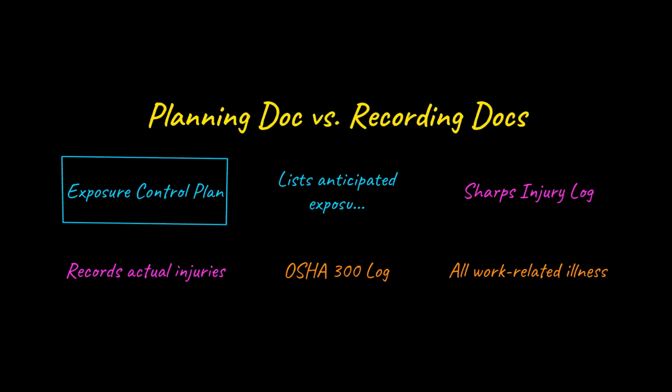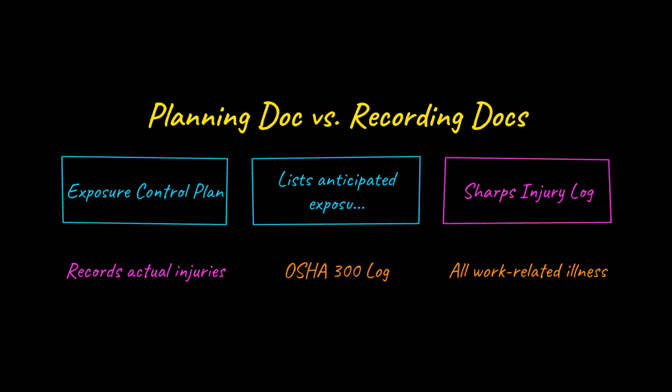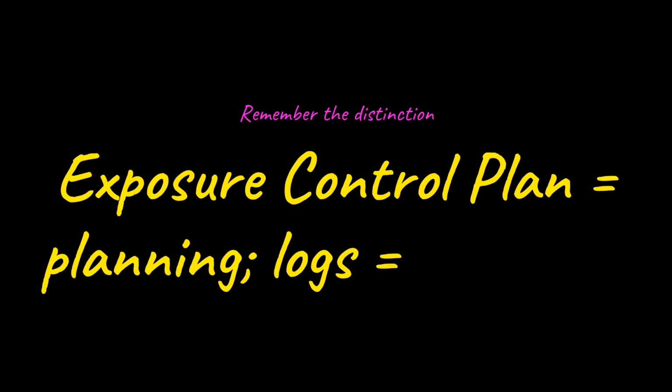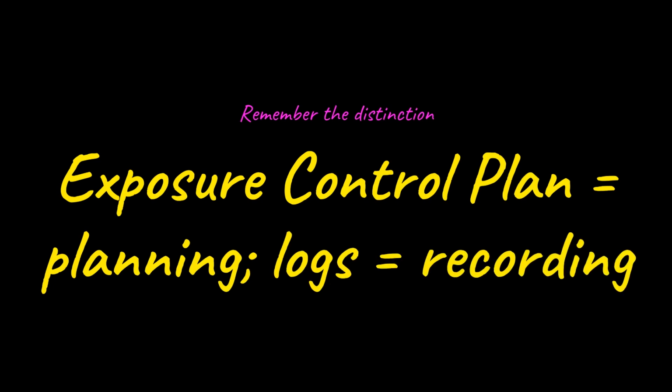A common exam trap is confusing the Exposure Control Plan with other OSHA documents. The Sharps injury log records individual Sharps injuries after they occur. The OSHA 300 log records all work-related injuries and illnesses. Neither log lists job classifications with anticipated exposure. That is exclusively the role of the exposure control plan. When a question asks which OSHA document lists job classifications with anticipated bloodborne pathogen exposure, the answer is always the exposure control plan. Planning and recording are distinct functions served by two distinct required documents.